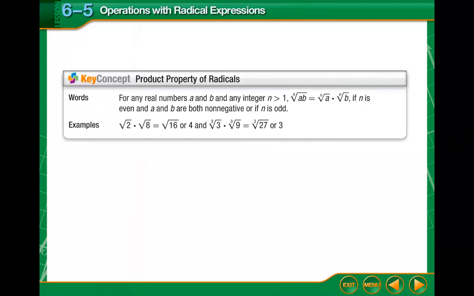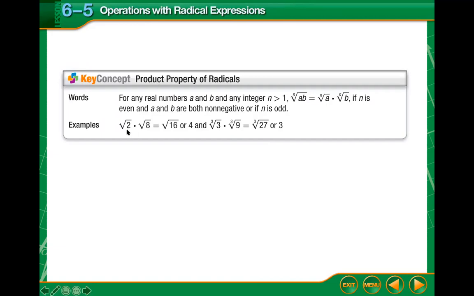So the product property of radicals is pretty much saying that I could break up this radical into two different radicals if they're multiples. So for any real numbers a and b and any integer n greater than 1, the nth root of ab is the same thing as the nth root of a times the nth root of b, if n is even and both a and b are non-negative, or if n is odd.